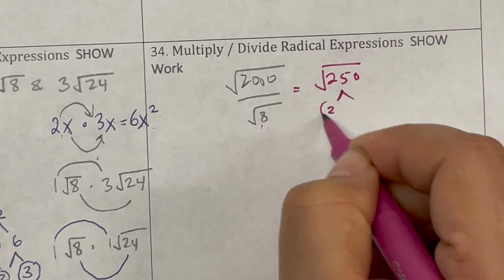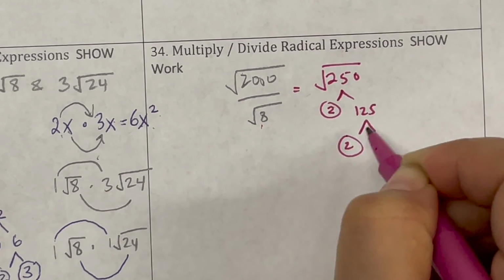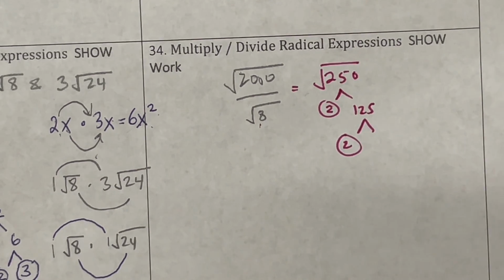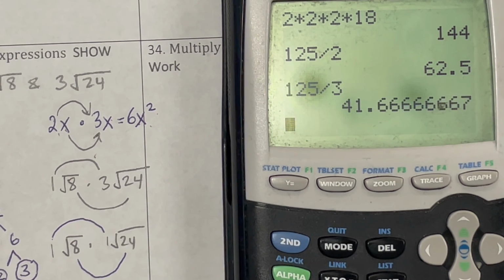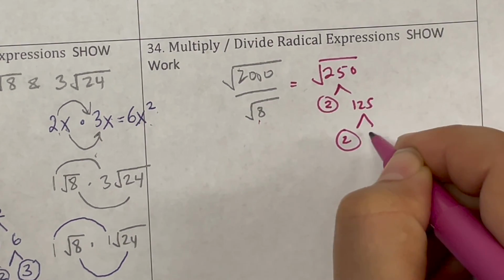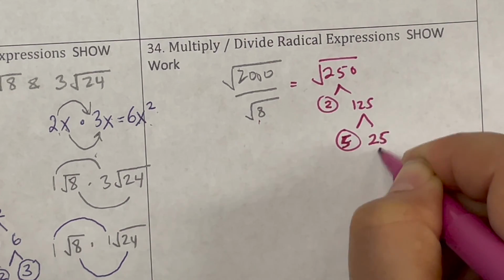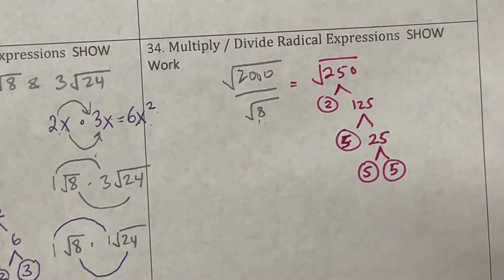So 2 goes into 250, 125 times. 2 goes into 125? It doesn't. 3 doesn't. So 125 divided by 2, decimal, that doesn't work. 125 divided by 3, decimal, doesn't work. 125 divided by 5 is 25. So it's 5 times 25, and 5 times 5 is 25. And I can't go any further.